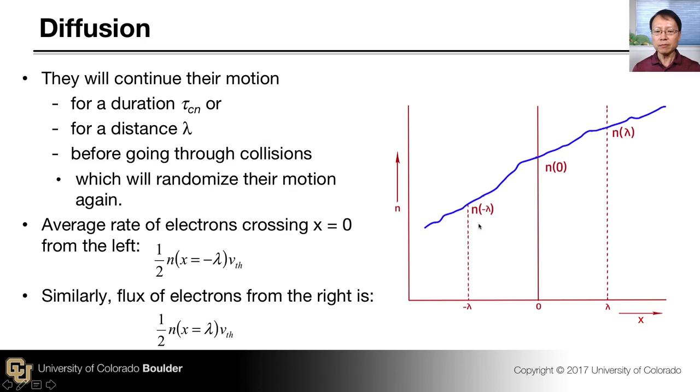So, if you look at the electron flux at this position, x equals 0, then the flow of electrons at this position is not determined by the concentration at this position, because of n of 0, the carriers here, half of them will be moving to the right and half of them will be moving to the left, and therefore they cancel each other out and produce 0 flux.